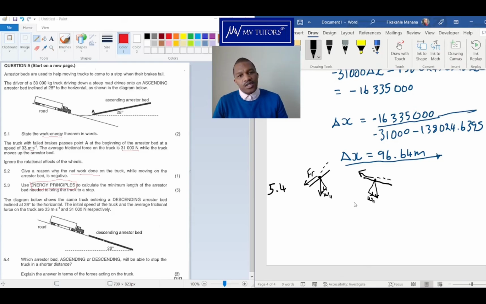Okay, so you see you got two opposing forces when it's ascending, whereas here you've got one opposing force, which is the friction, whereas the weight component is going down with the direction of motion. So then we can conclude and say, well, it looks like it's definitely going to be the ascending one. That's our answer.